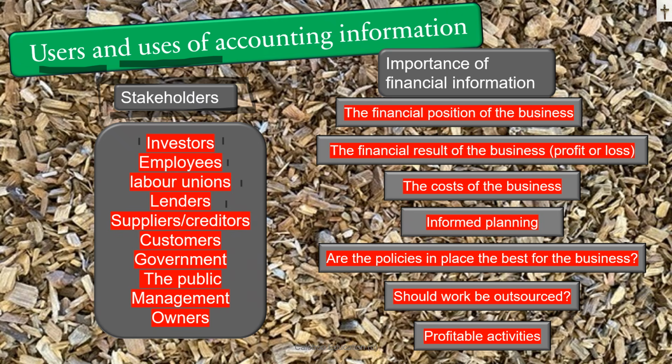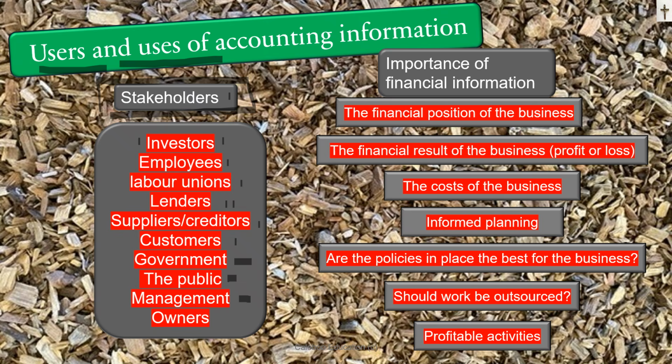Lenders, people that are lending to the business, need to make sure that the money that they've lent to the business will be paid back. Suppliers need to know if they get paid. All this information is provided to the stakeholders. So these people here, the stakeholders, are informed of how the business is doing so they can make good decisions. The government's interested in the profit, to see if the taxes are being paid correctly. The public want to know, is the business going to continue that they spend money at?